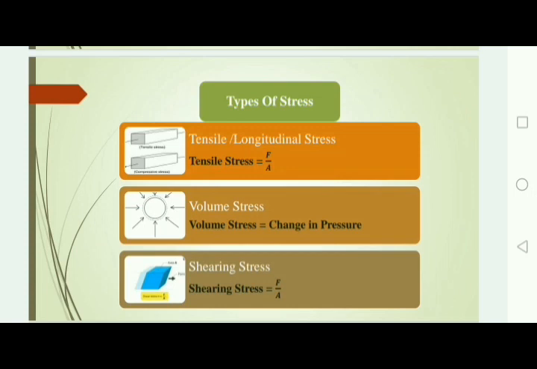And last one, shearing stress. When the deformation consists of change in shape of the body, then the stress is called shearing stress. Mathematically, it is again force per unit area.